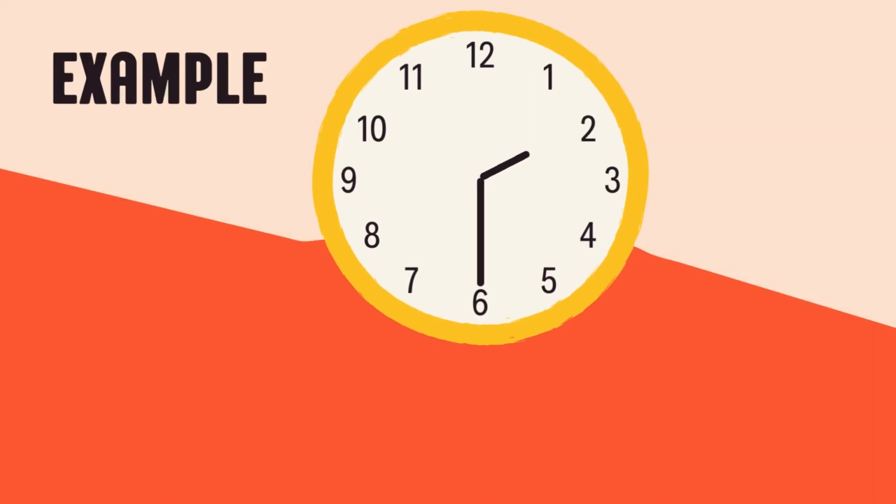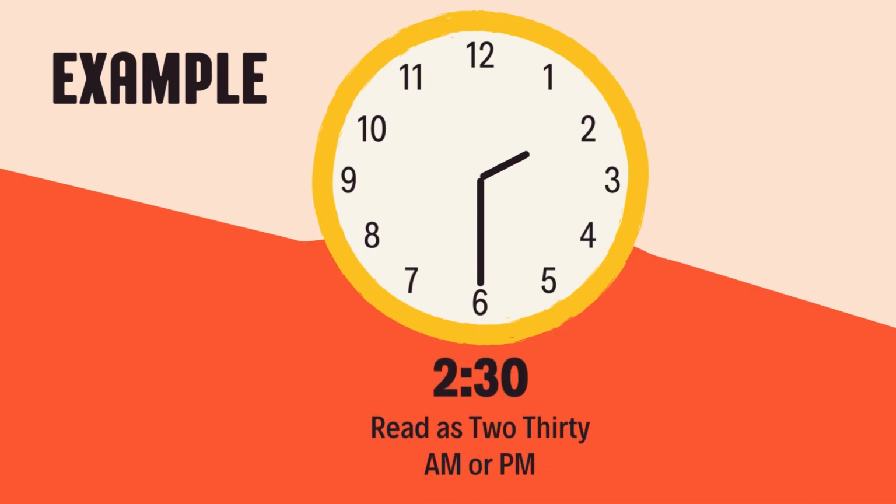Now look at this clock. Small hand is at 2. The big hand is at 6. That means 30 minutes past. It can be read as 2:30 a.m. or p.m.